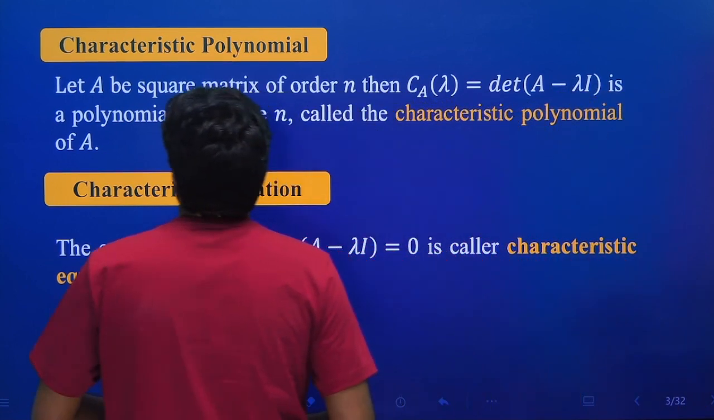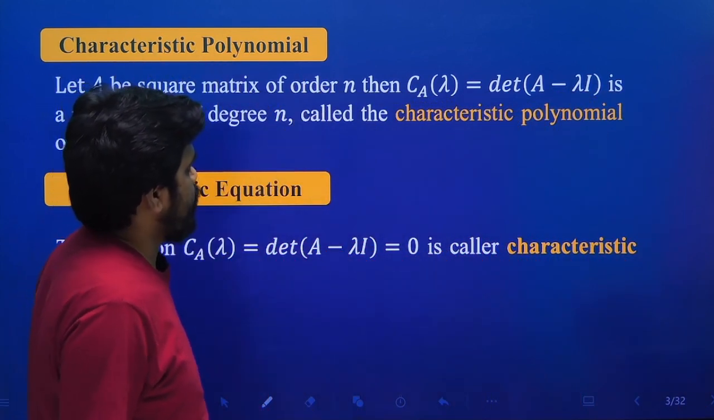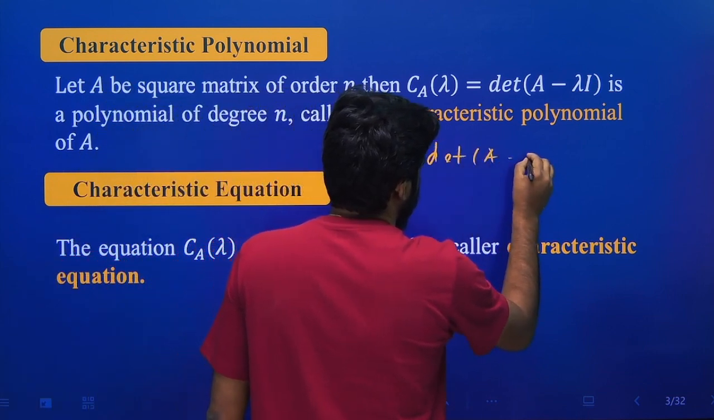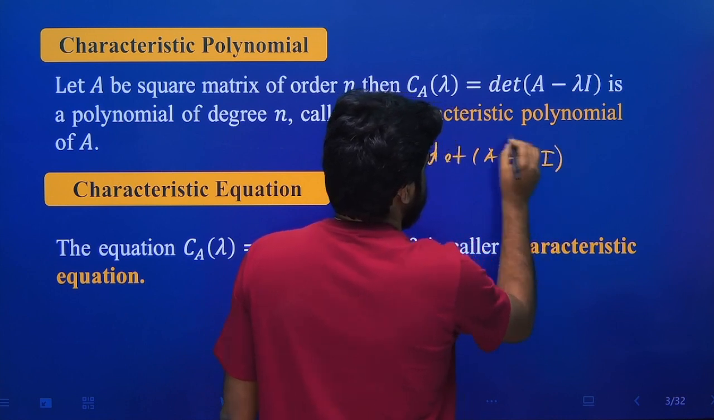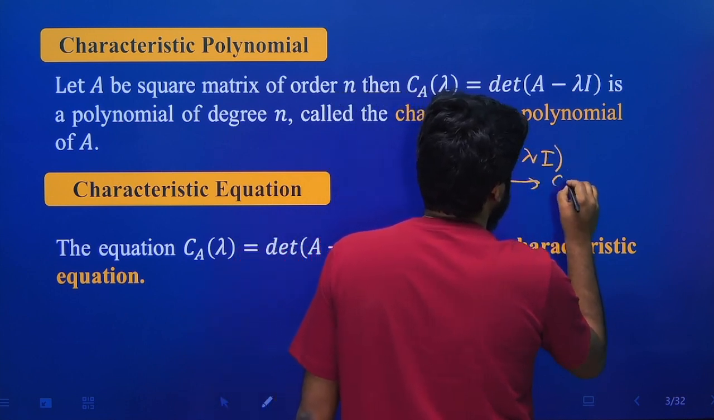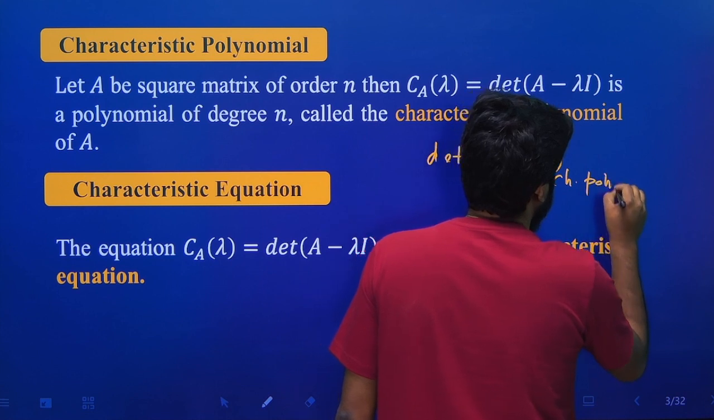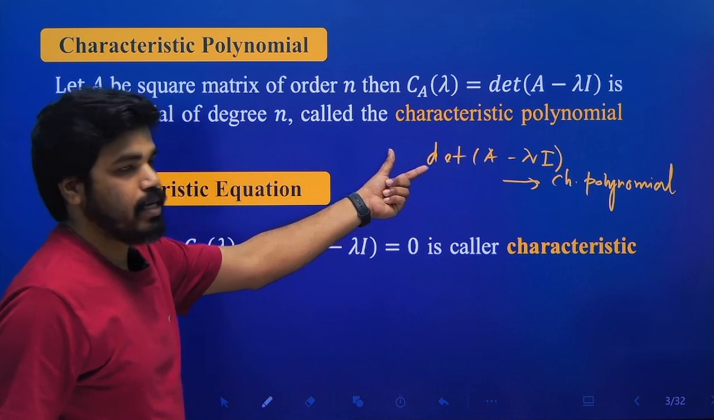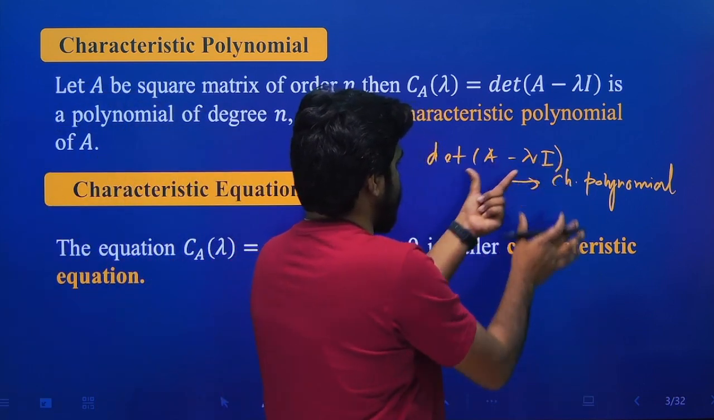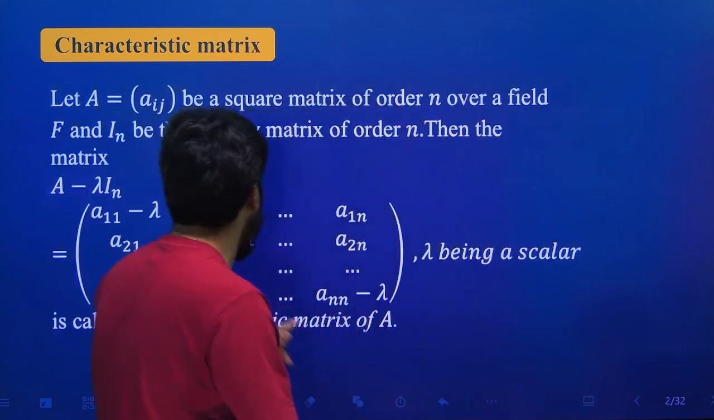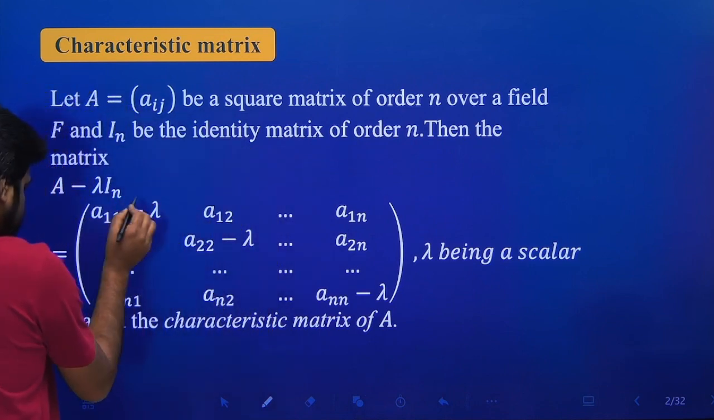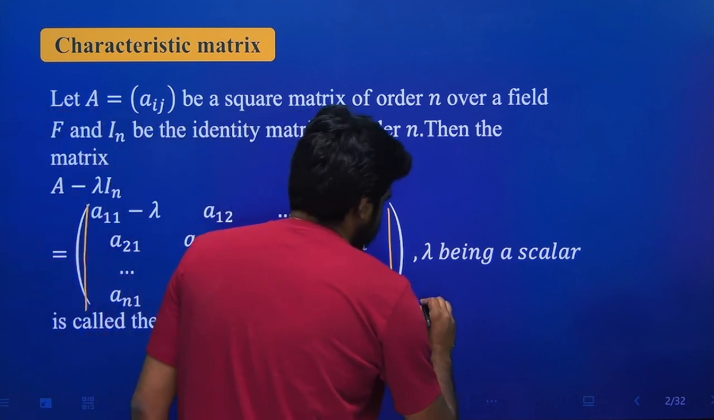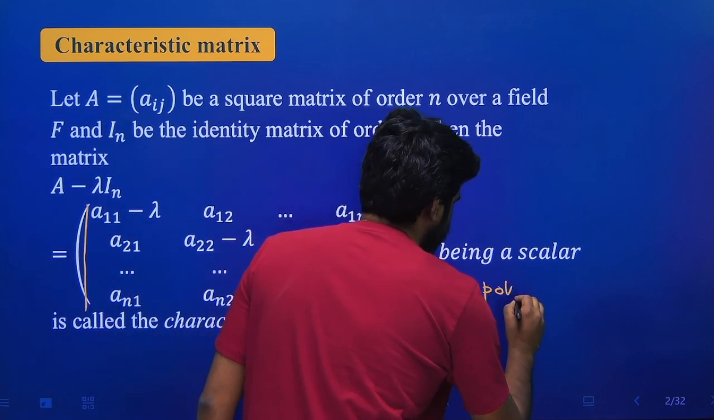So next, what is the characteristic polynomial? Let A be a square matrix of order n, then determinant of A minus lambda I is called the characteristic polynomial. Determinant of A minus lambda I, that means A minus lambda I is the characteristic matrix. When you calculate the determinant value, you get a polynomial in lambda.